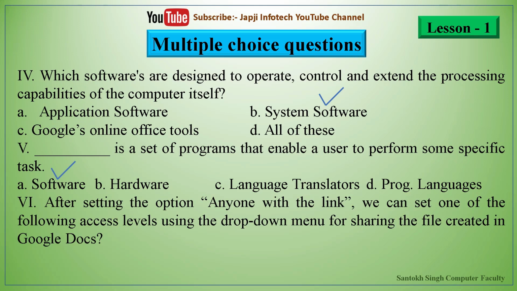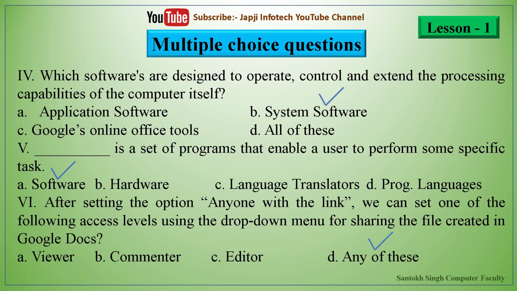And the sixth one is, after setting the option anyone with the link, we can set one of the following access levels using the drop down menu for sharing the file created in Google Docs. And their options are viewer, commenter, editor, or all of these. And the right answer is all of these.